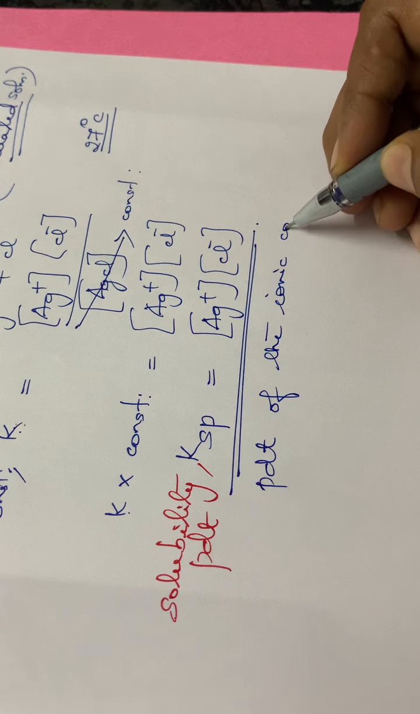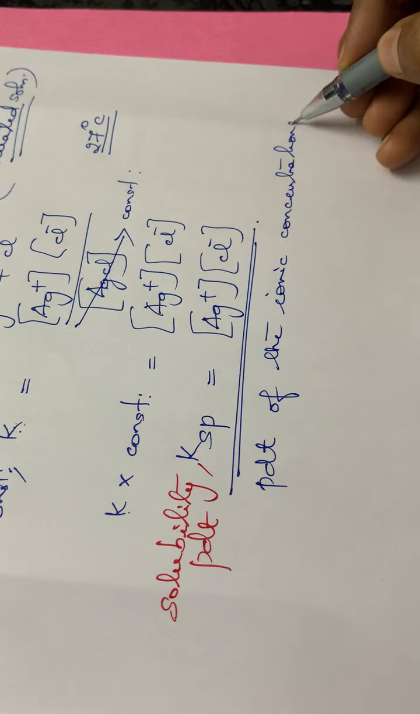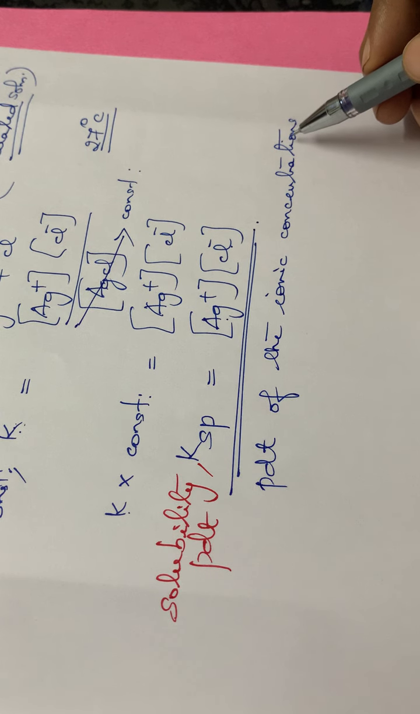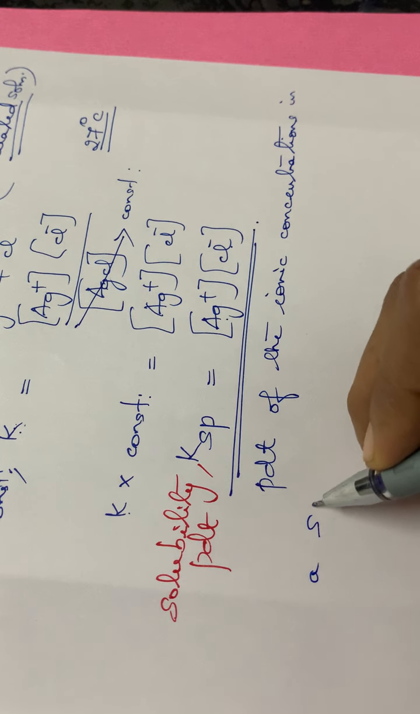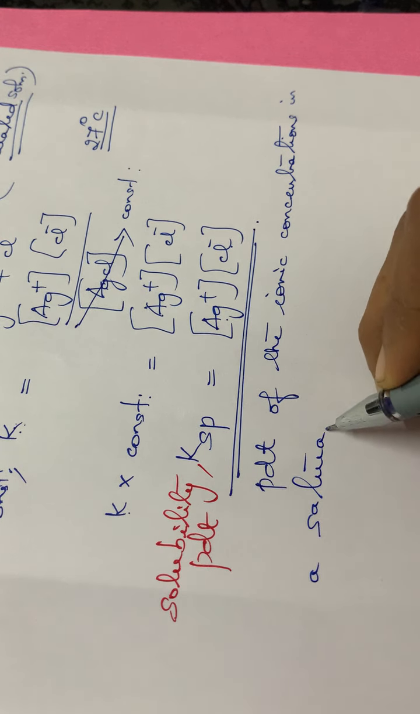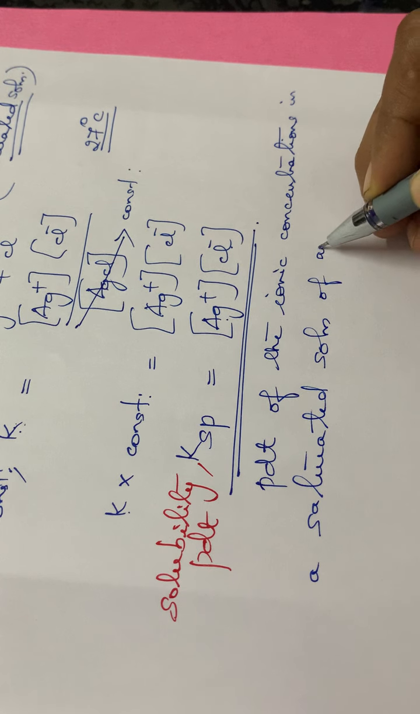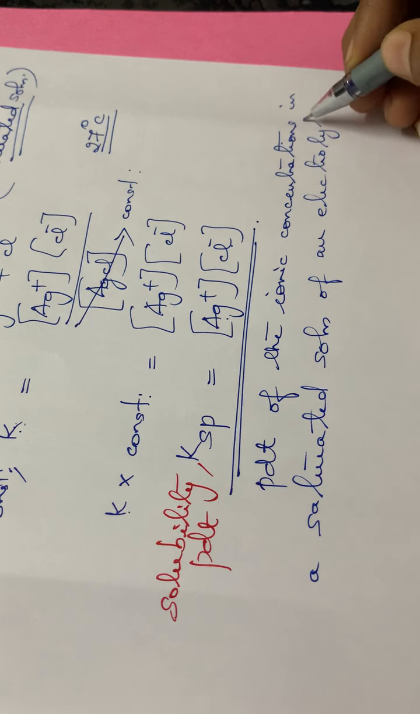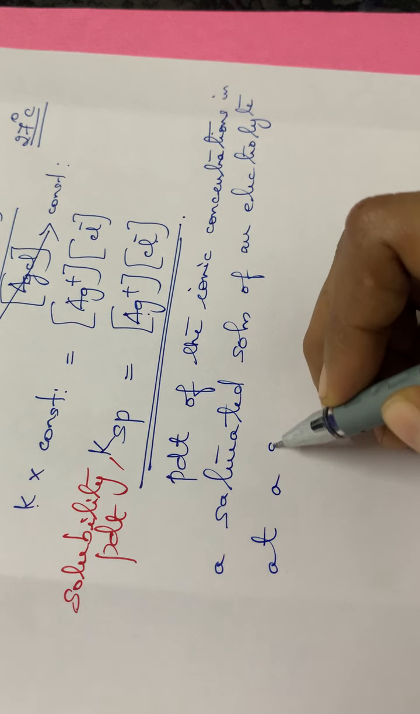Product of the ionic concentration. Here the ions are Ag plus and Cl minus, isn't it? Product of the ionic concentrations in a saturated solution of an electrolyte. Here we are taking the saturated solution of silver chloride, isn't it? In a saturated solution of an electrolyte at a given temperature.